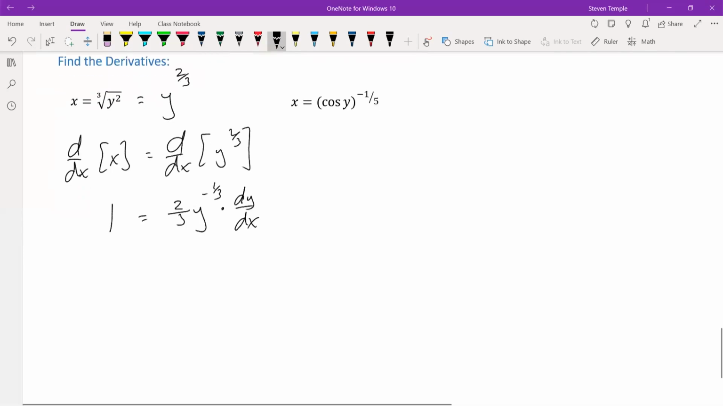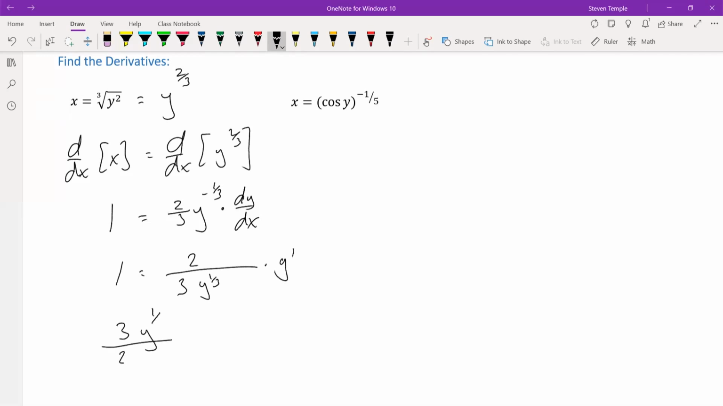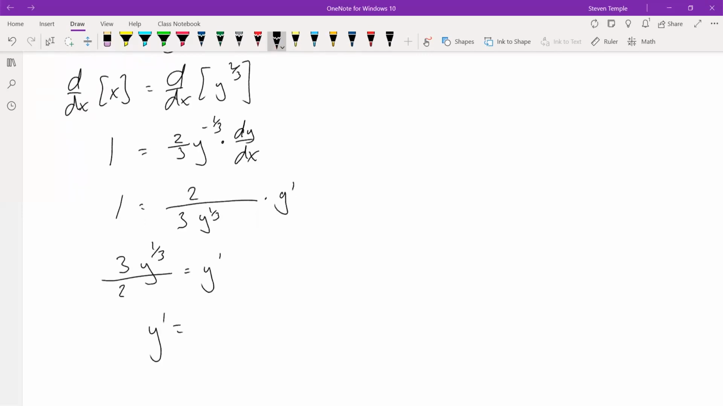And you've got to solve for dy dx, or solve for y prime. Let me rewrite it. It might be easier to see. If I rewrite this, it would be a 2 here, 3 on the bottom. It's y to the 1/3, and it's going to be times y prime. And you've got to solve for y prime, so you're going to multiply by the reciprocal. So 3's up top, 2's on the bottom, and y to the 1/3. And of course, you're going to rewrite that as y prime equals 3/2 y to the 1/3.